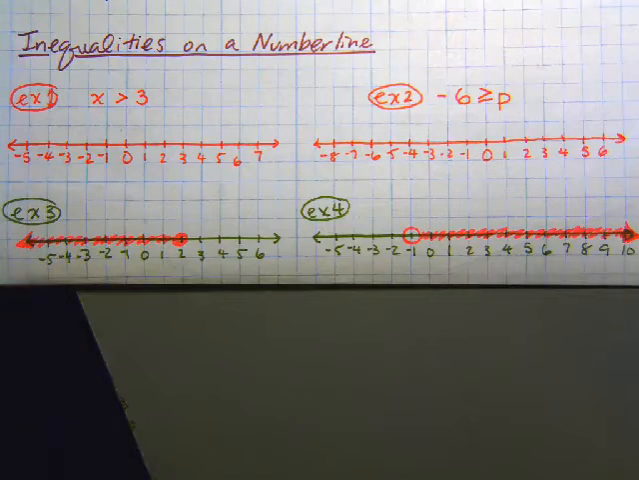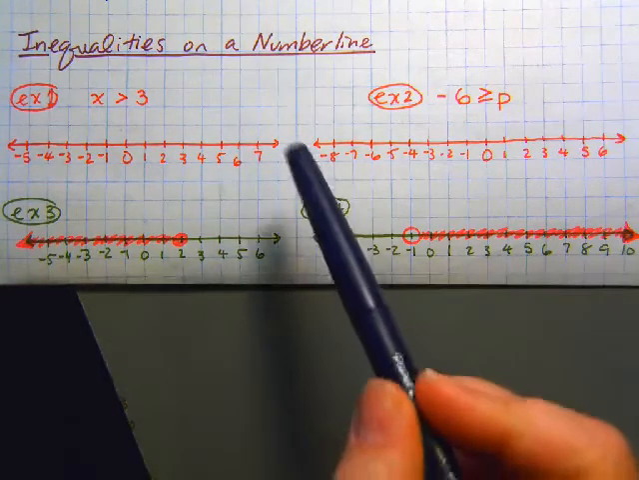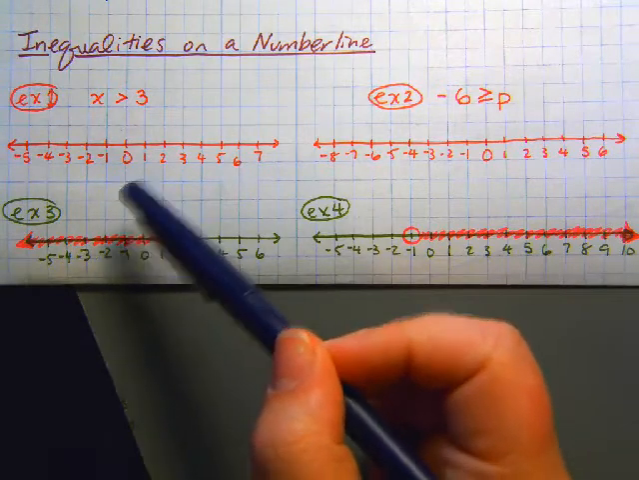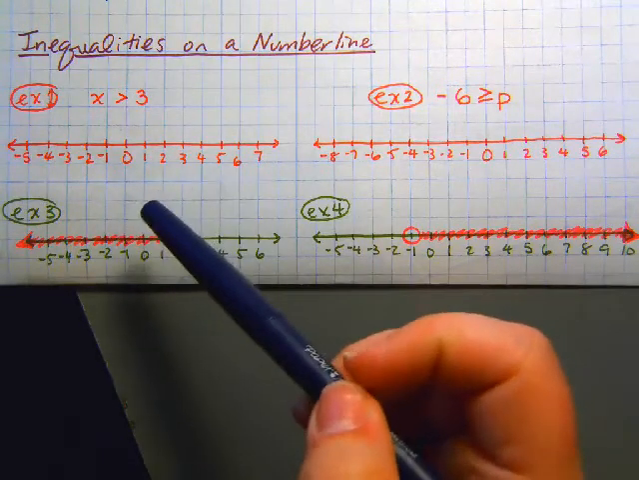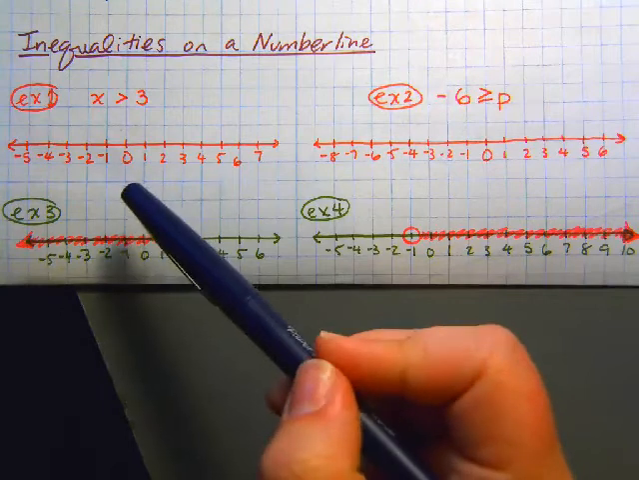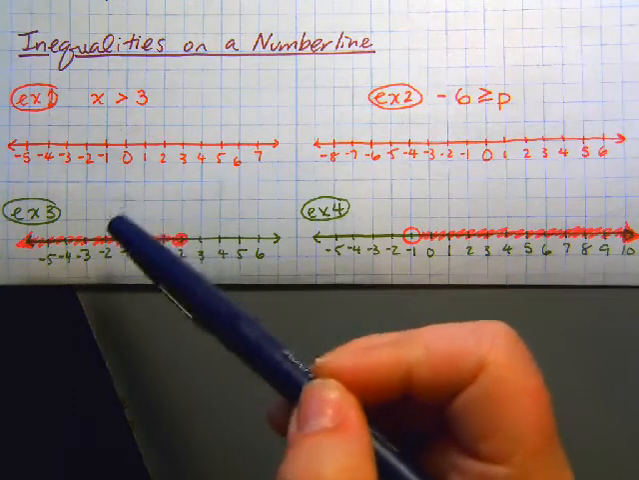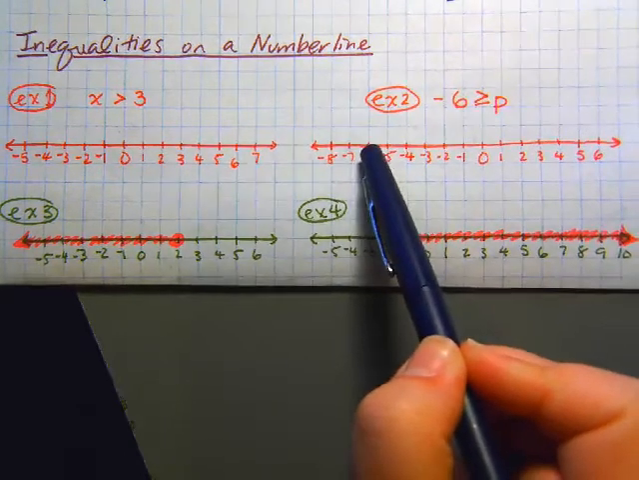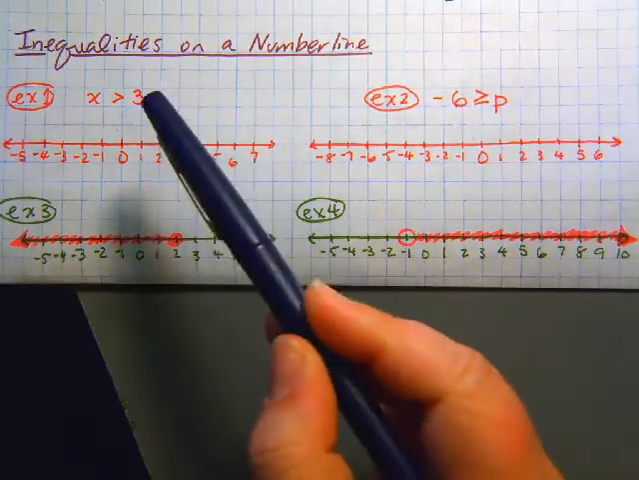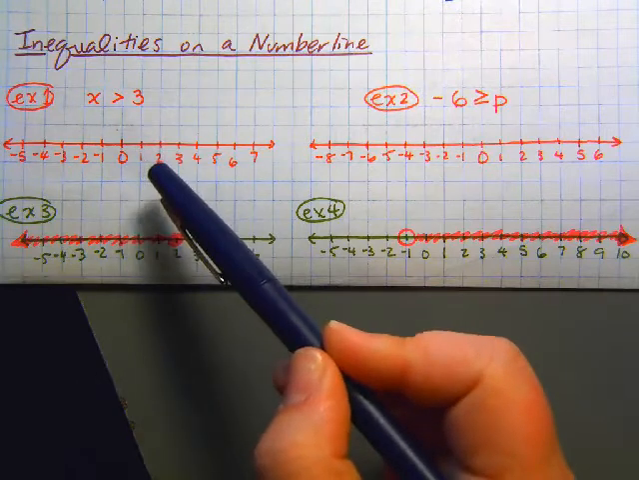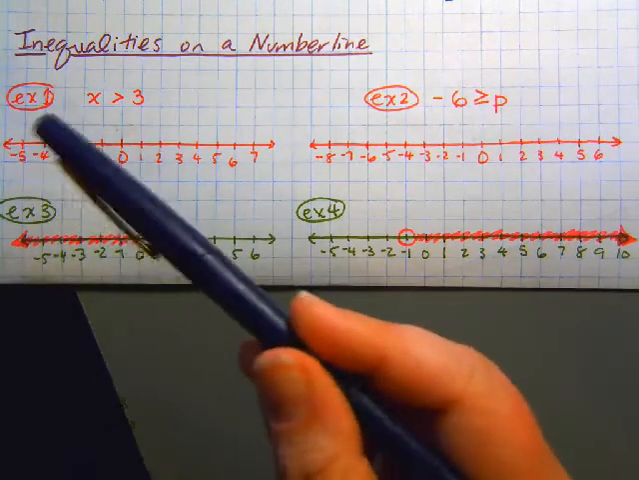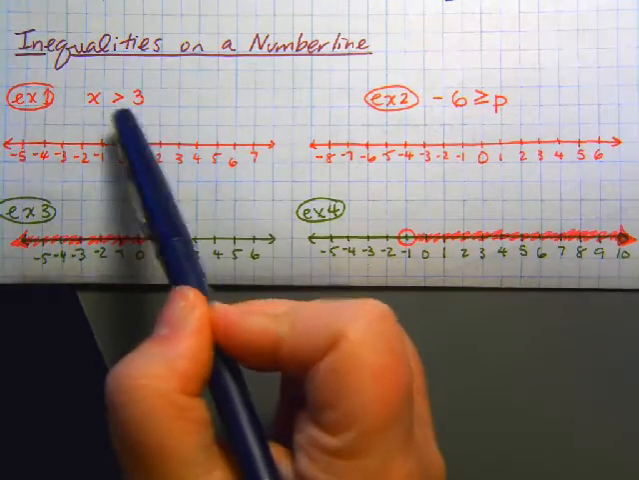Next, we have inequalities on a number line. So when we have inequalities, remember the solution isn't just one number, it can be a range of numbers. So the way we can show that is by putting it on a number line, and that indicates what the solutions are. So these first two up top are having us with the inequality, and we're going to put it on the number line. So the first one tells us x, meaning the numbers that are greater than 3.